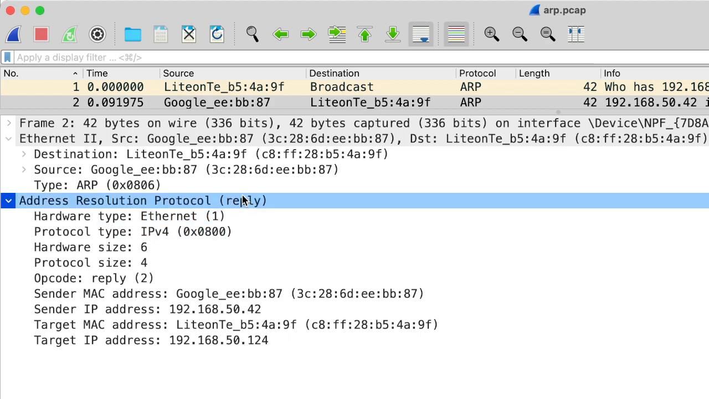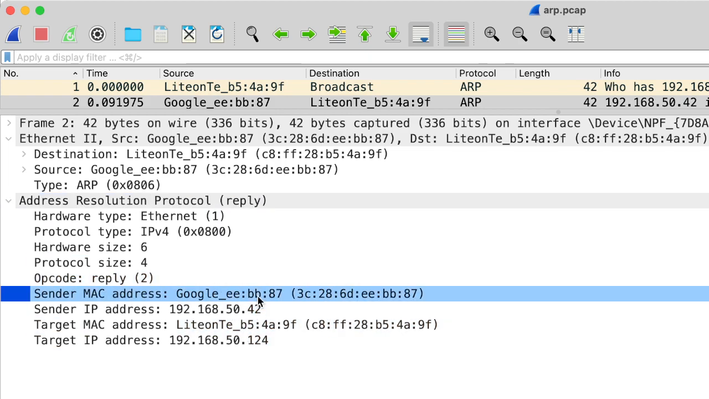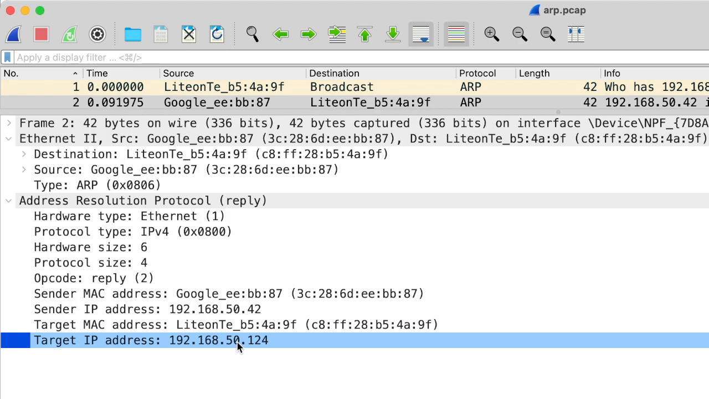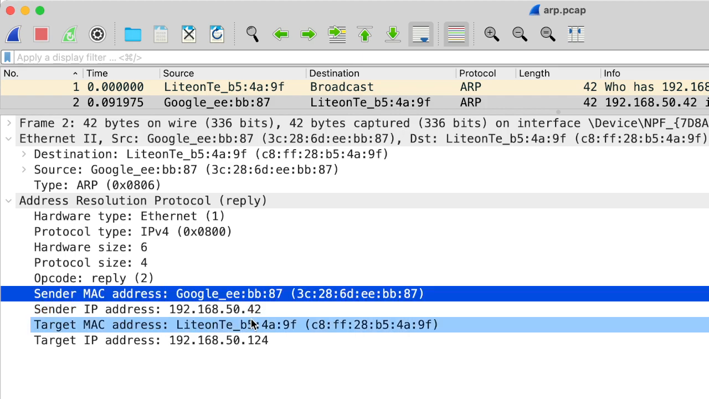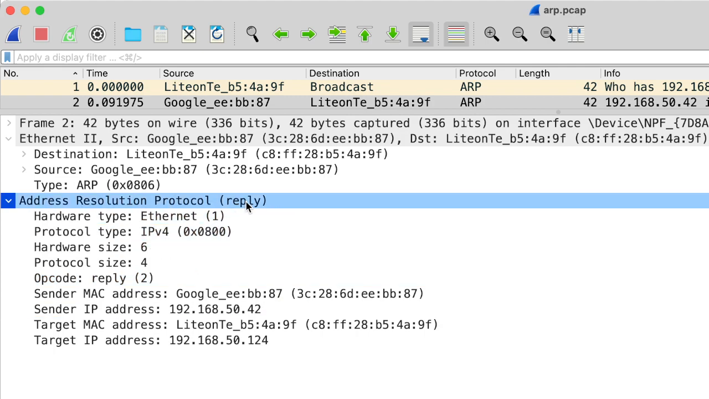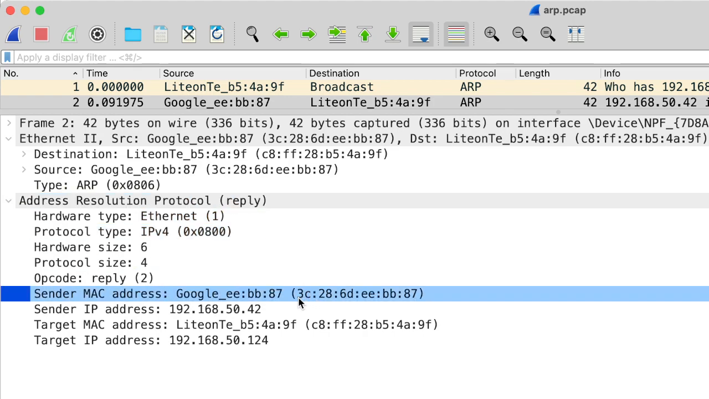Okay, and in this reply, you should specify your MAC address right here. That is my app. That is the network interface card who sent the request, right? That is C8FF, and its IP address is 50.124, which means 50.42. I need to reply to this ARP, and specify my MAC address is 3C2860 blah blah blah blah.